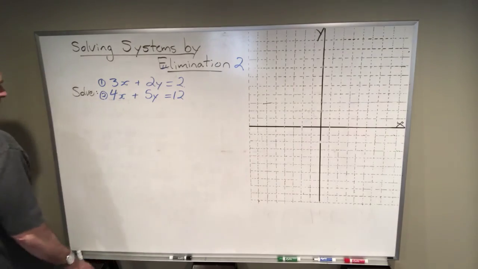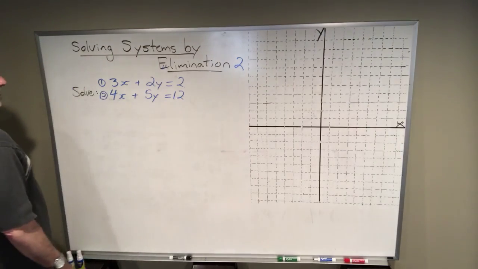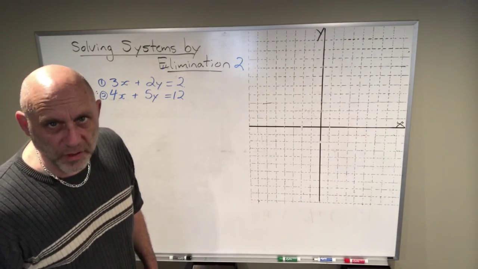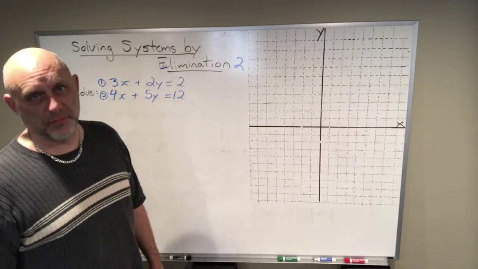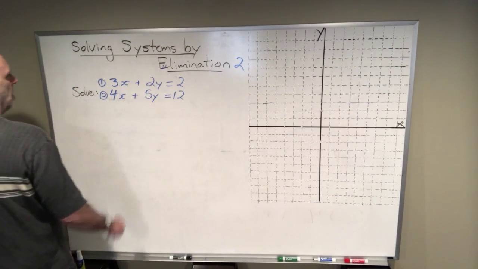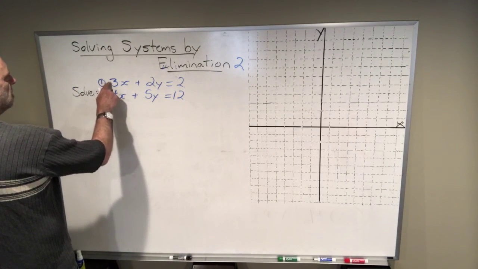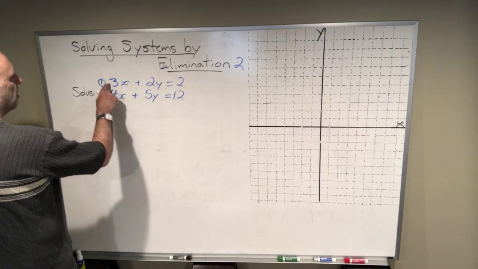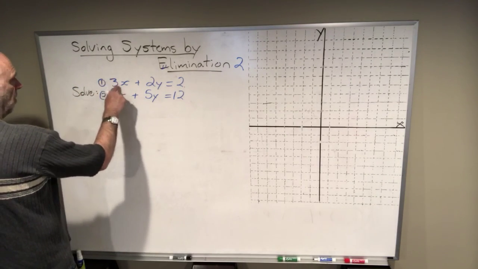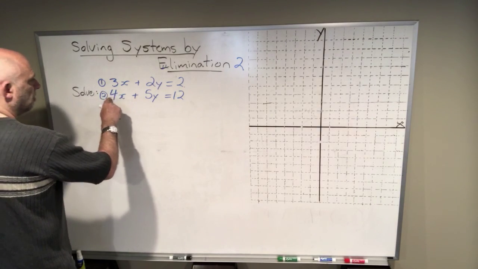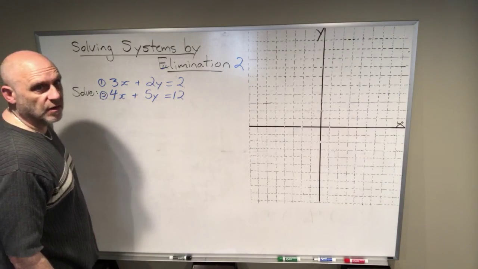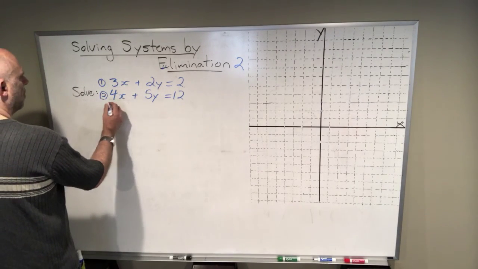In a situation like this, you have to multiply both equations times something different. This is 3 and that's 4. What if I multiply this whole thing by 4? Then I'll get 12. And I'll multiply this whole thing by 3, then I'll get 12. Then I'll have identical x coefficients.